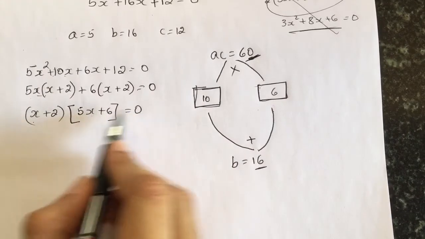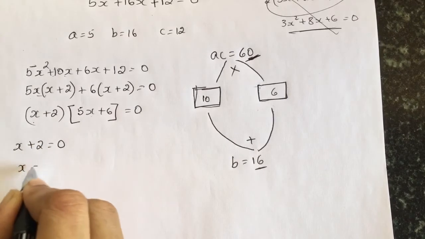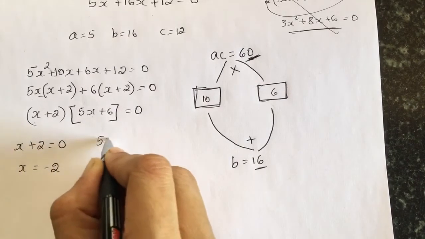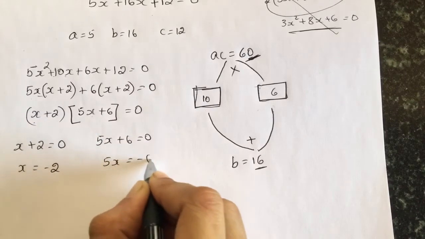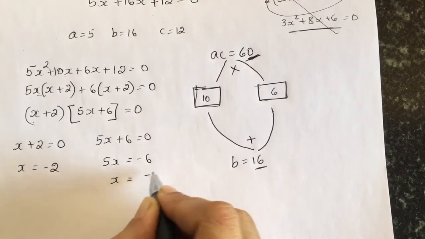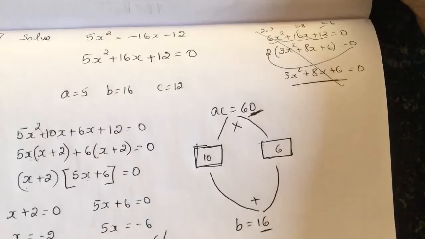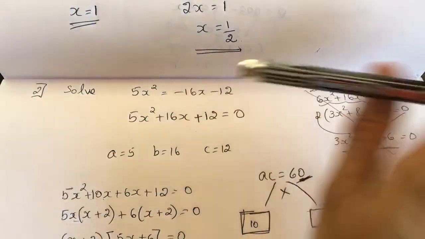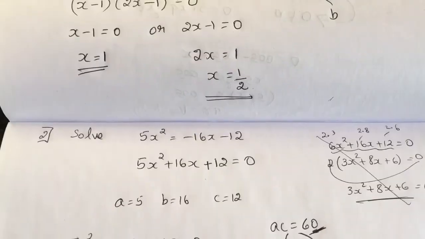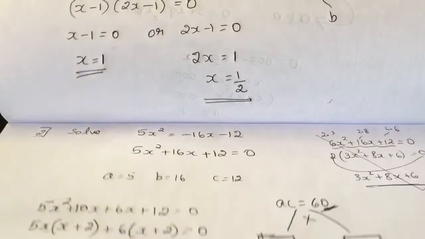Either this equal to 0 or this equal to 0. If x plus 2 equal to 0, then x equal to minus 2. If 5x plus 6 is 0, then 5x equal to minus 6, x equal to minus 6 by 5. These are the two roots of the quadratic polynomial 5x square plus 16x plus 12 equal to 0. Now I have one different problem.